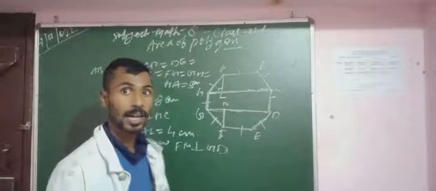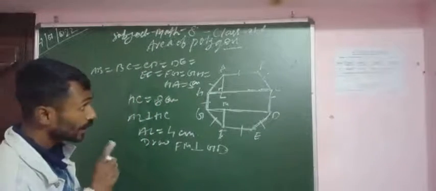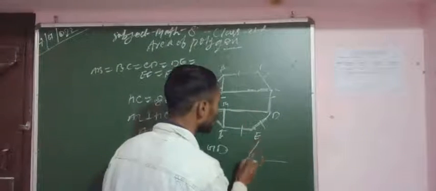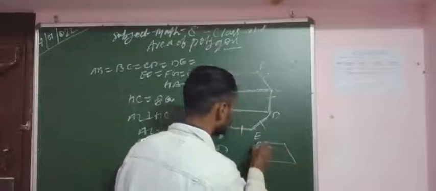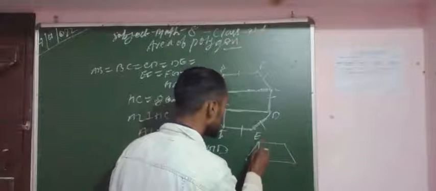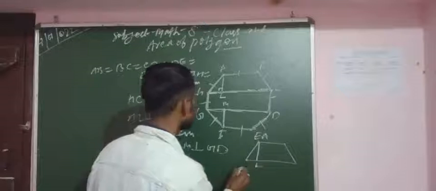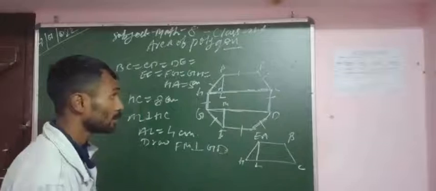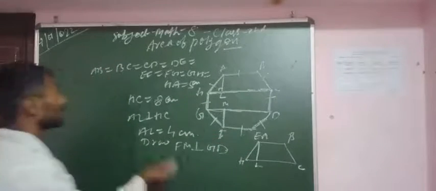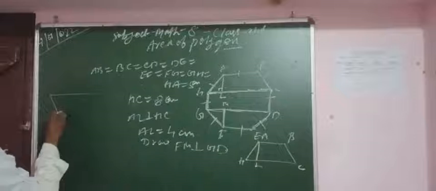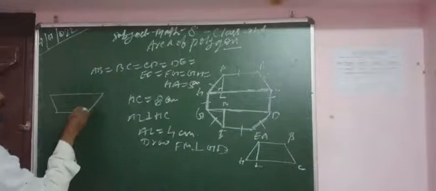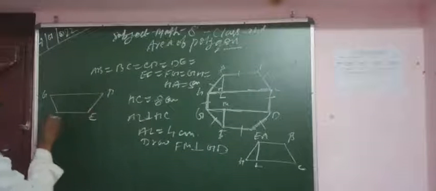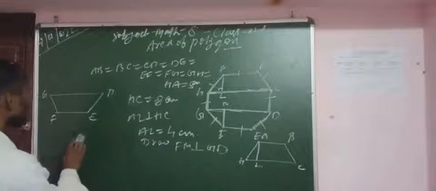Now look at the picture, there are 3 figures. Suppose we remove this figure from the whole figure, then the figure looks like this. This is A and this point is L, it's H, it's C, it's B, it's the first figure. Now from the bottom, we will cut and remove this part. Suppose that, then the figure looks like this. It's G, it's D and it's E, it's F. This is a figure.